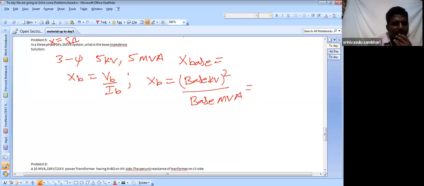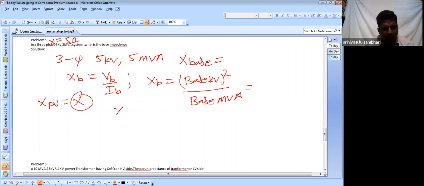But what is the examiner asking? He is not asking what the X per unit is. That's it, not asking any X per unit. What is he asking? He is asking what the X base is. This is the IES question. Most of the 90% of people don't read clearly what the question is, what the examiner is asking. The examiner is asking what the base impedance is.